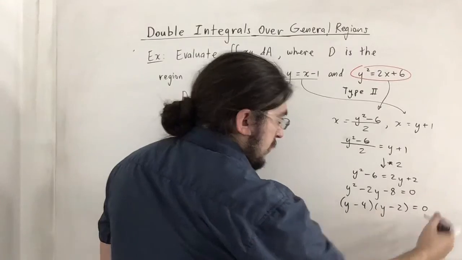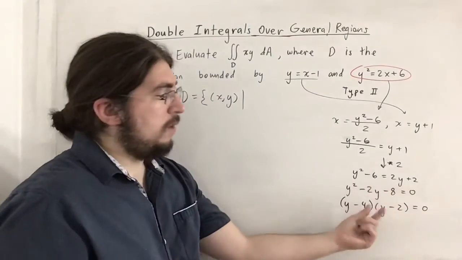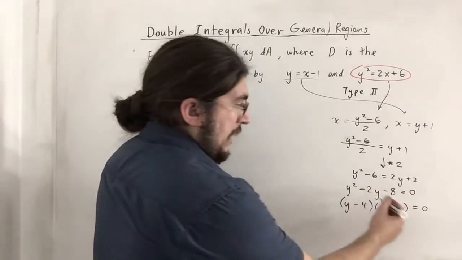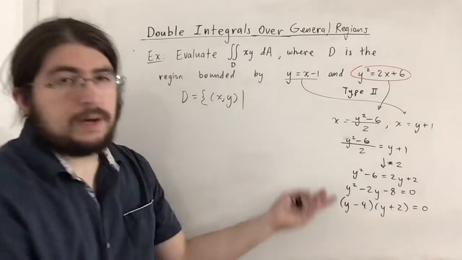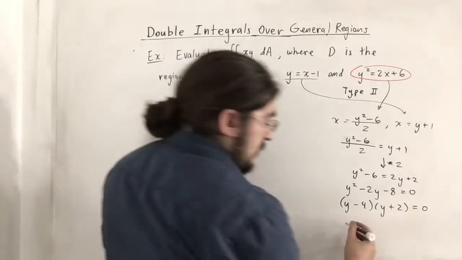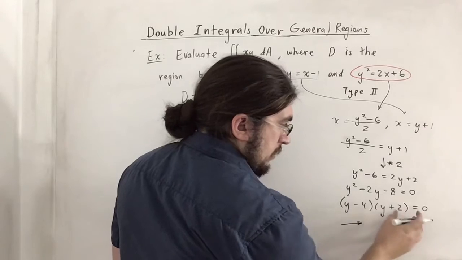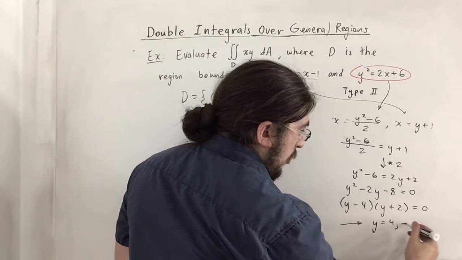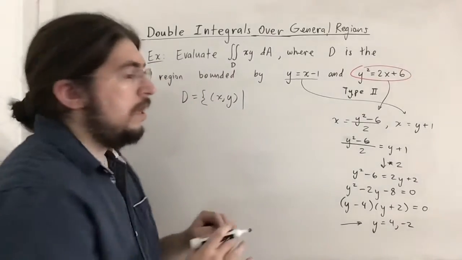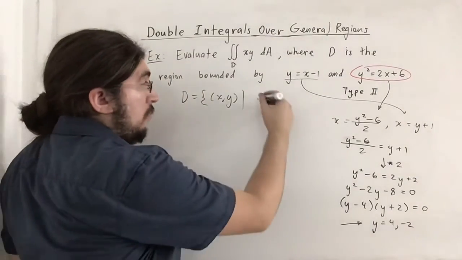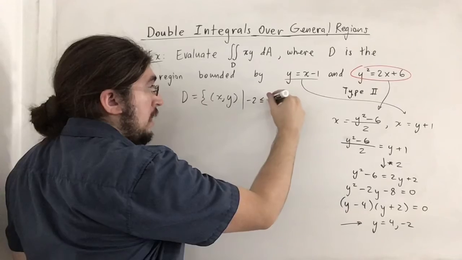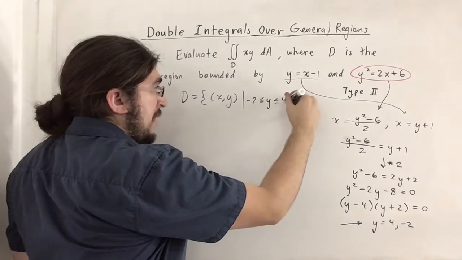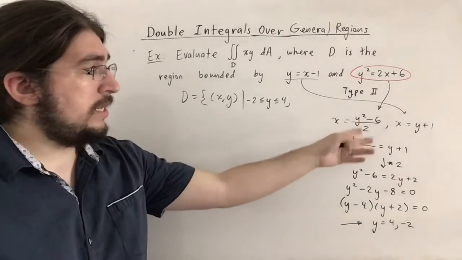Yeah, that definitely works. Notice that to multiply to a negative, one of them needs to be positive, but to add to negative 2, it must be negative 4 and positive 2. And if you set each of these equal to 0, because their product is 0, either one of them is 0, we'll get y is equal to 4 or y is equal to negative 2. Fantastic. So we've found out that the y values need to be in between negative 2 and 4, and the x values are in between these two functions.